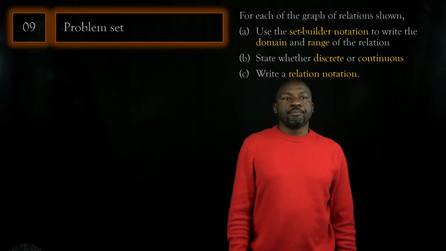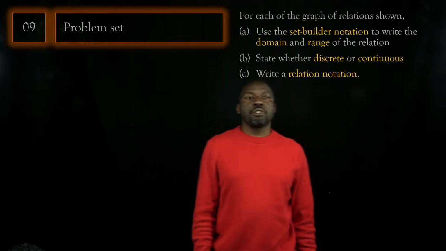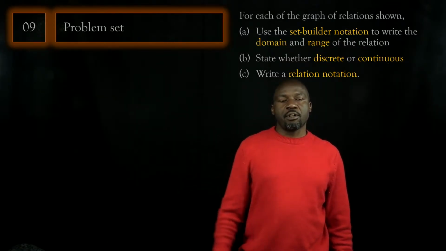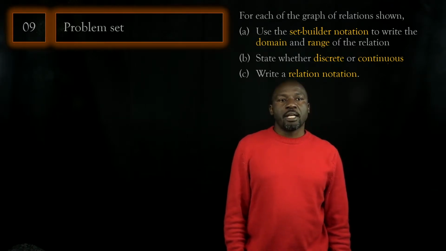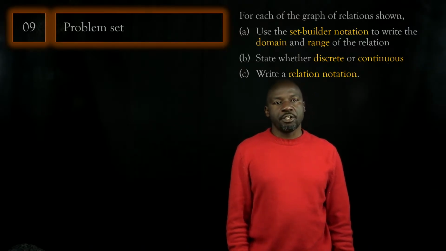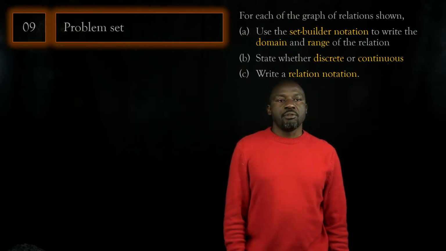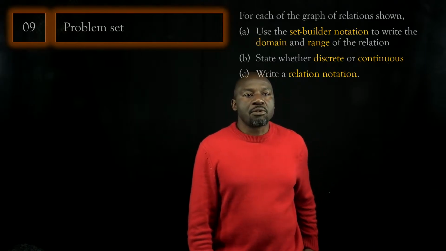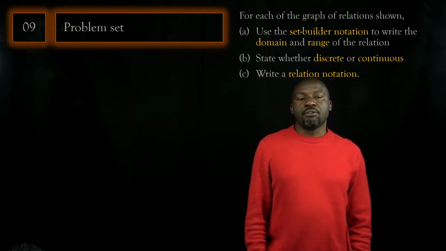Let's move on. Here is a question. For each of the graphs of the relation, we have several of them coming up. Use the set builder notation to write the domain and the range of the relation. And part B, you are to state whether this relation is discrete or continuous. And part 3, you are to write a relation notation for this mapping.